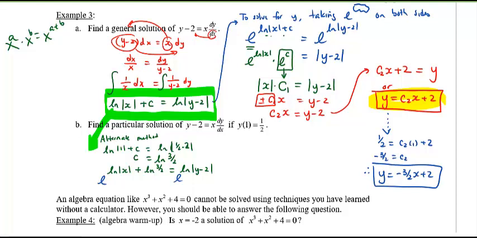What do we get here? Well, hopefully you will see that this is e to the power of something plus something. So yes, we can separate them into e to the natural log of absolute value of x times e to the natural log of 3 over 2. And then over here we get y minus 2.